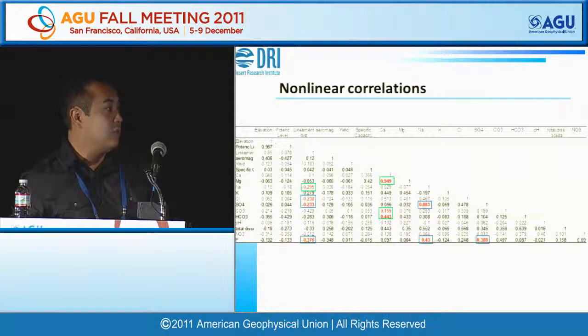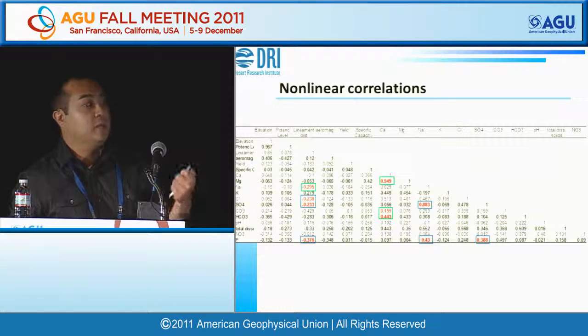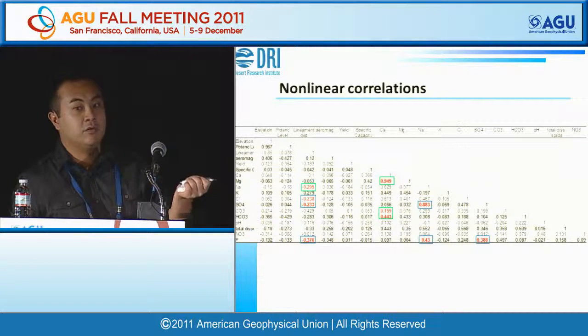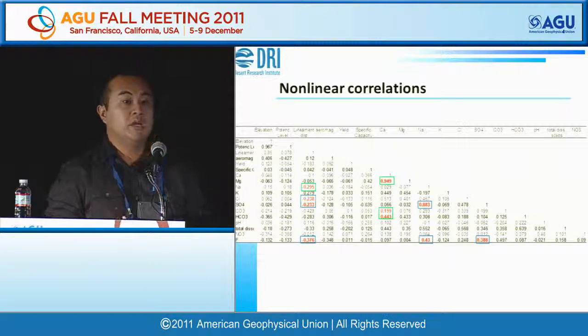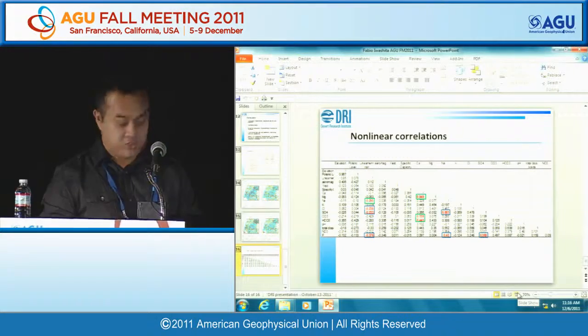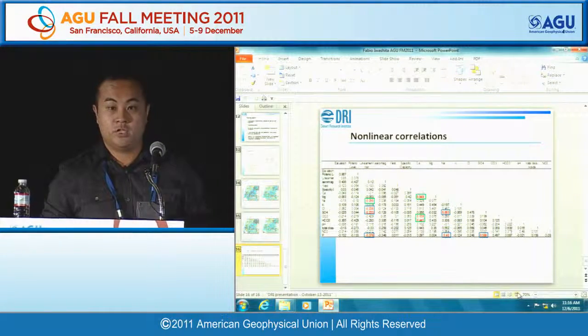And some nonlinear correlation, because this is one of the advantages of the self-organizing map. It calculates the correlation table even though you have an incomplete table. Yeah, that's what I have additionally to show. Any question?